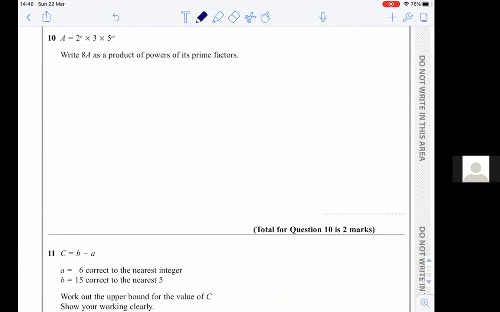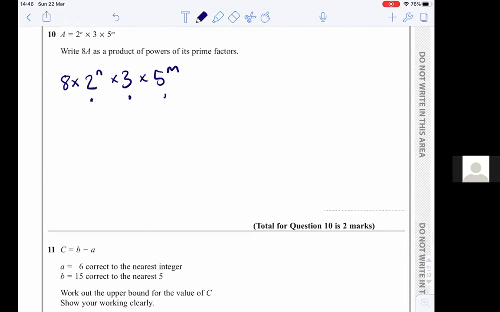Okay, a is 2 to the power of n times 3 times 5 to the m. So 8a is going to be 8 times this. So 8 times 2 to the n times 3 times 5 to the m. Now, the most common mistake I saw here was everyone timesing each of these terms by 8. But this isn't what happens. It's not like your brackets where you've got x times a plus b, and it's multiplying two separate terms. It's like saying x times a b, which would just stay as x times a times b. So we wouldn't have to multiply everything through.